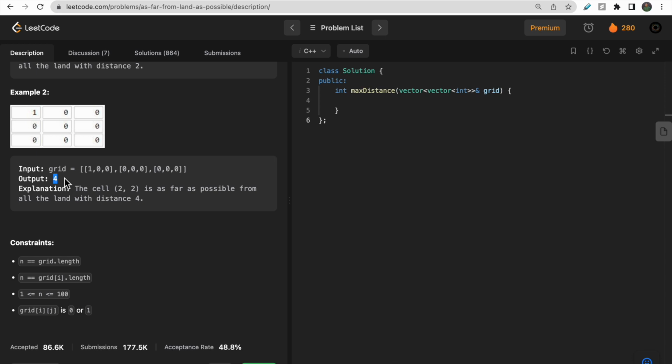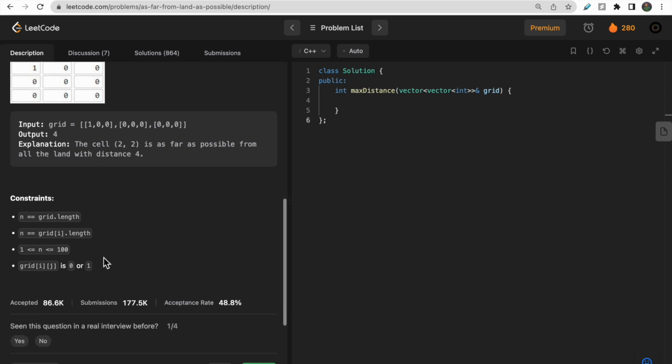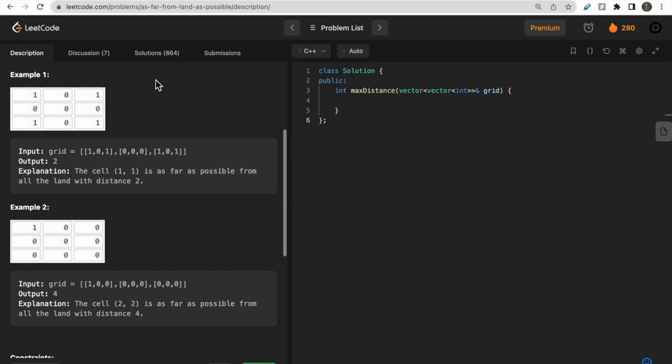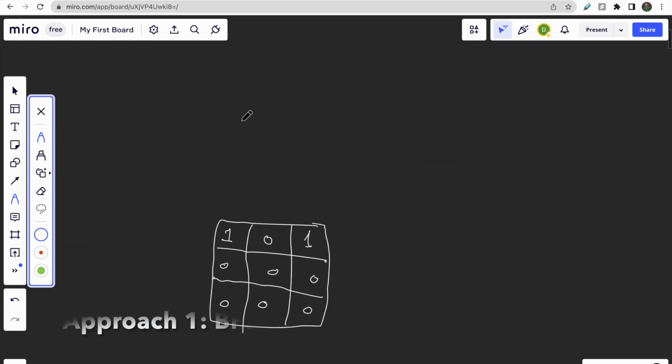I hope you understood the question. It is a simple question where we just need to find the Manhattan distance between the water cell and the land cell. If you take a look at the constraints, the maximum n is 100, so the total size would be 100 into 100, that is 10,000. So 10,000 total cells are possible in a grid, and each cell contains only 0 or 1, that is either water or land.